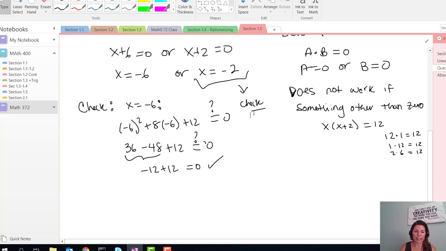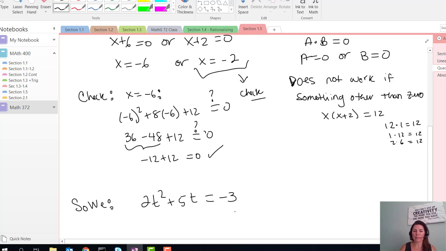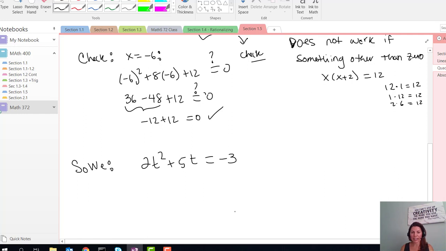So let's try another example. Say I want to solve 2t squared plus 5t equals minus 3. Now the variable doesn't have to be always x. So it is a quadratic, and notice that I have it equal to something else. I want it to be equal to 0, so we have to first set it equal to 0, which means you're going to add 3 to both sides.